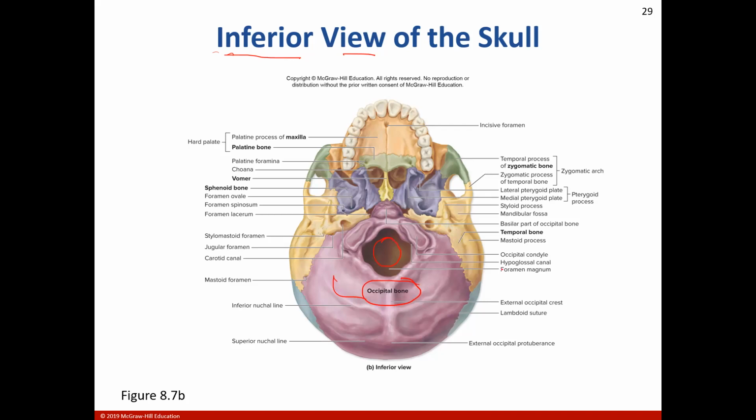So another name for big hole is foramen magnum. Foramen means hole, and magnum is big. So it's a big hole, or foramen magnum.